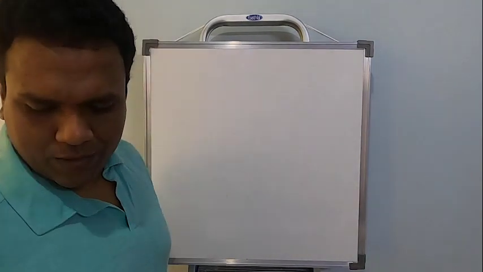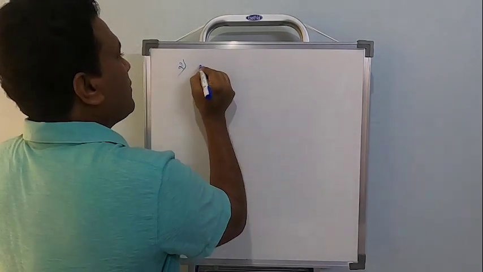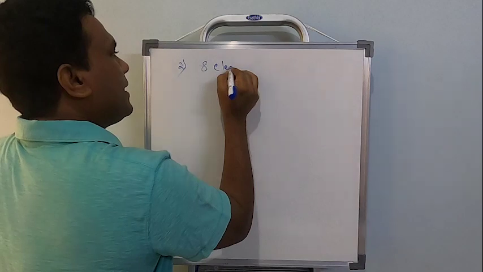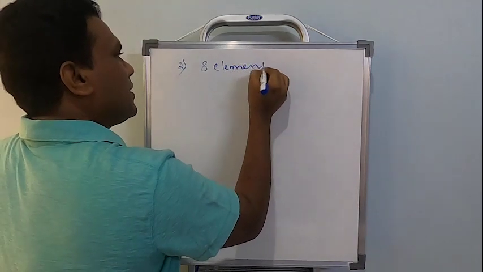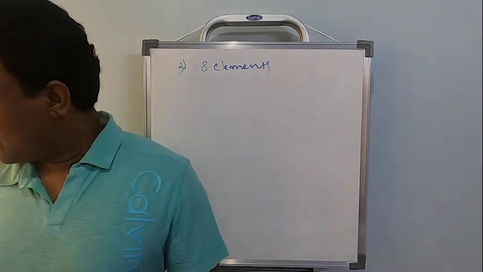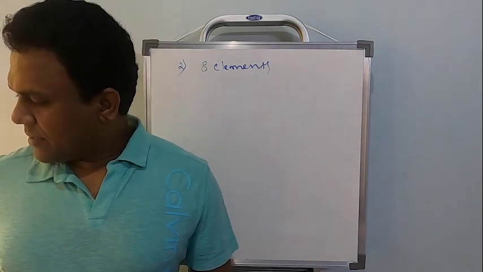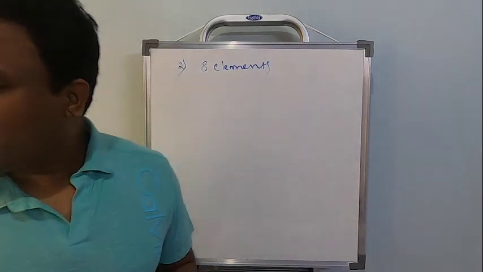Okay, the first one is over. Now the second problem. If a matrix has 8 elements, what can be the possible order of the matrix? So if a matrix has 8 elements, what can be the possible order?